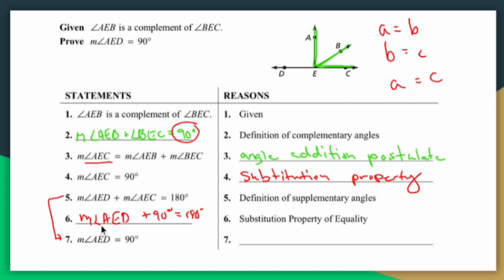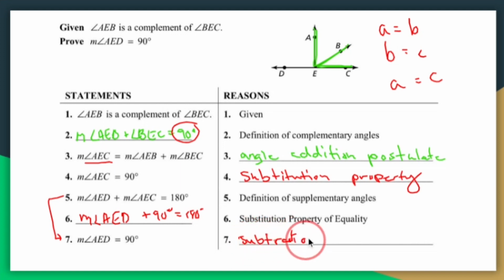My last step is to go from AED plus 90 equals 180 to just get rid of that 90 and make it 90 over here. How do I do that? Well, if I subtract 90 from both sides, then AED equals 90. So what am I going to do? The subtraction property of equality.